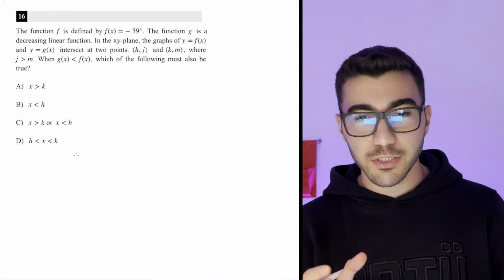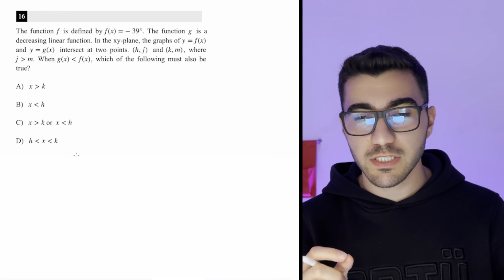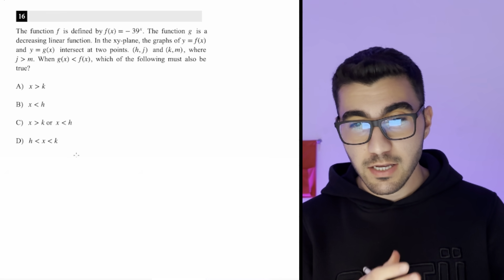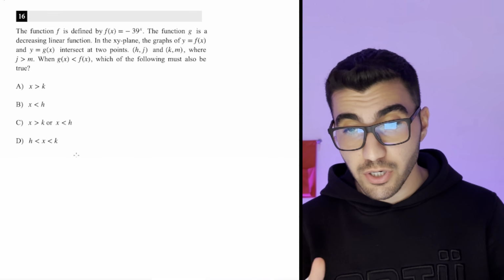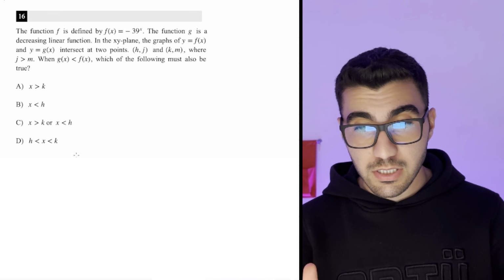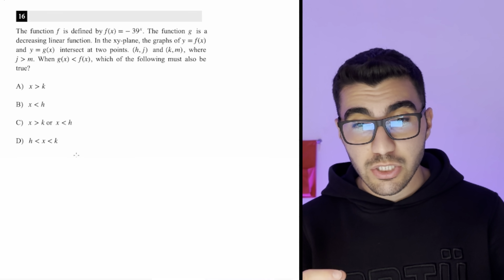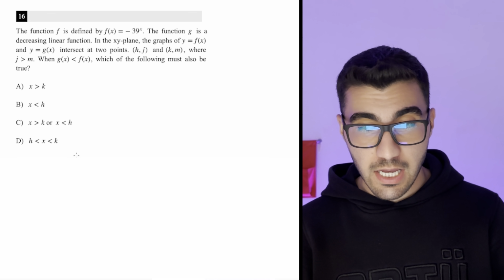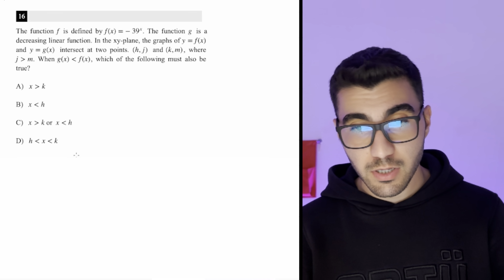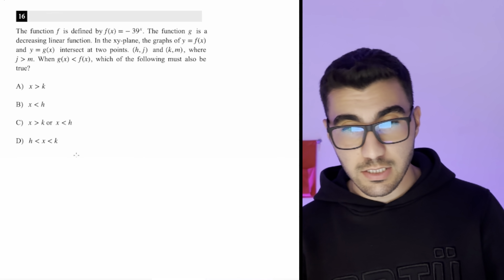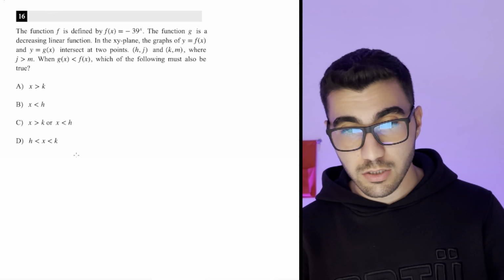Alright, we have an exponential function question here. The function f is defined by f of x equals negative 39 to the x power. The function g is a decreasing linear function. And in the xy plane, the graphs of y equals f of x and y equals g of x intersect at 2 points, h j and k m, where j is larger than m. When g of x is less than f of x, which of the following must be true?